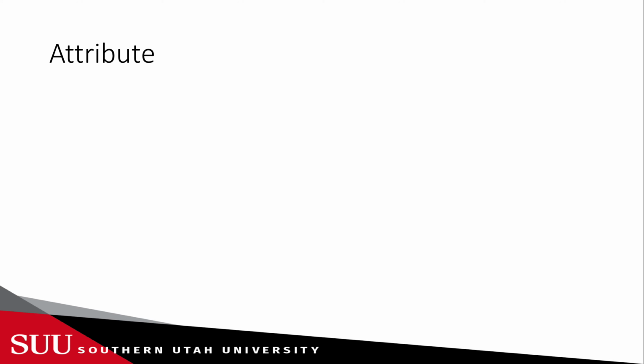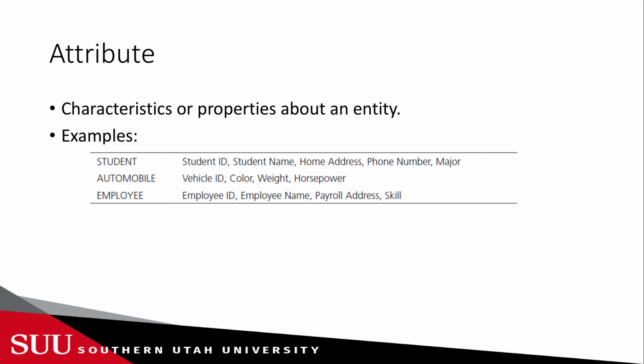Now, inside the entities, we have attributes. So what is an attribute? The attributes are characteristics or properties about an entity. Let's look at some examples. If we have student, then the possible attributes might be student ID, name, home address, phone number, and possibly major. If we have automobile, then it might be vehicle ID, color, weight, horsepower. We can add more based on the requirements that we have in hand.